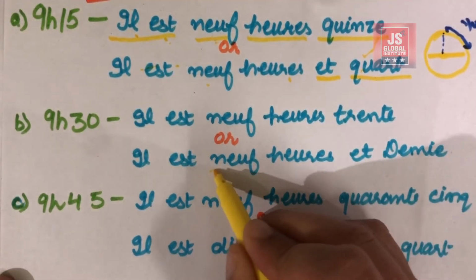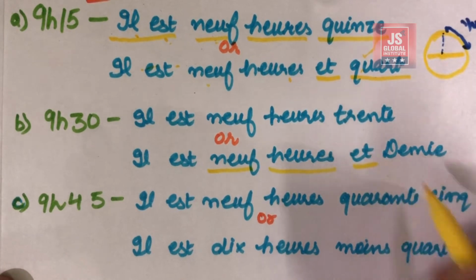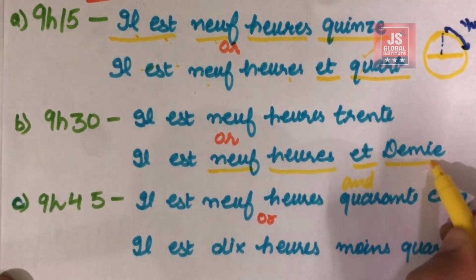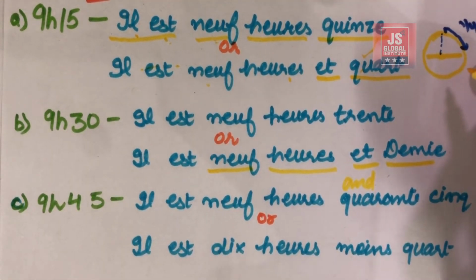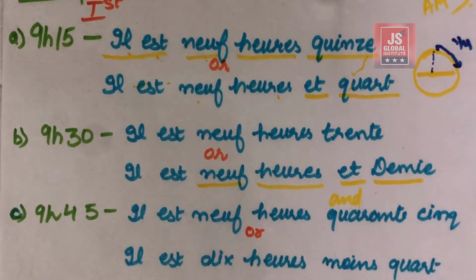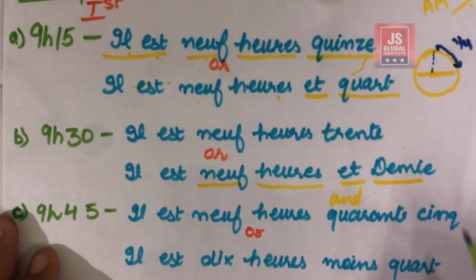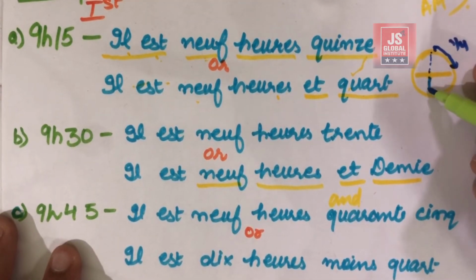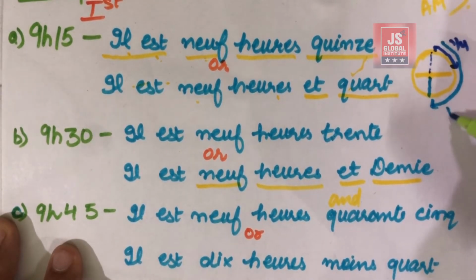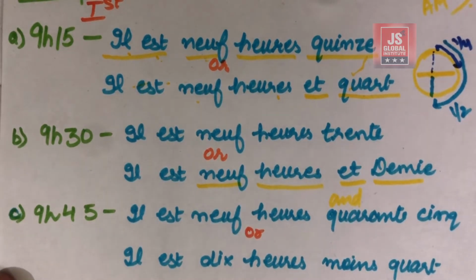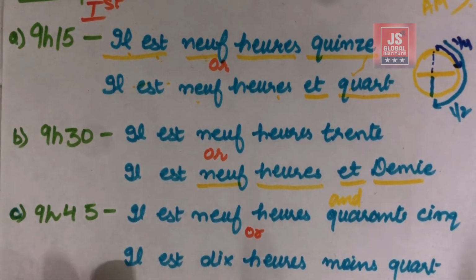So 9 heures means 9 hours, et means and, and demie means something which has traveled up to half. For example, have a look at this clock. Quart means 1/4 and demie means half, that is up to here. So if the clock hand travels from here to here, it becomes half and it is known as demie. Accordingly the time becomes il est 9 heures et demie. Moving on to the next example.